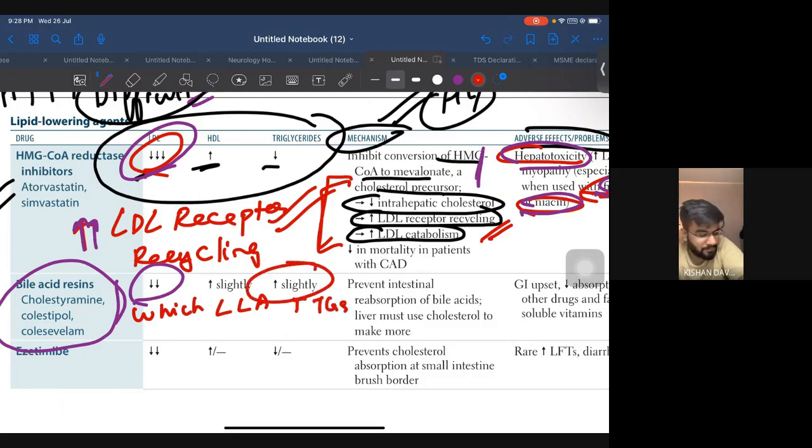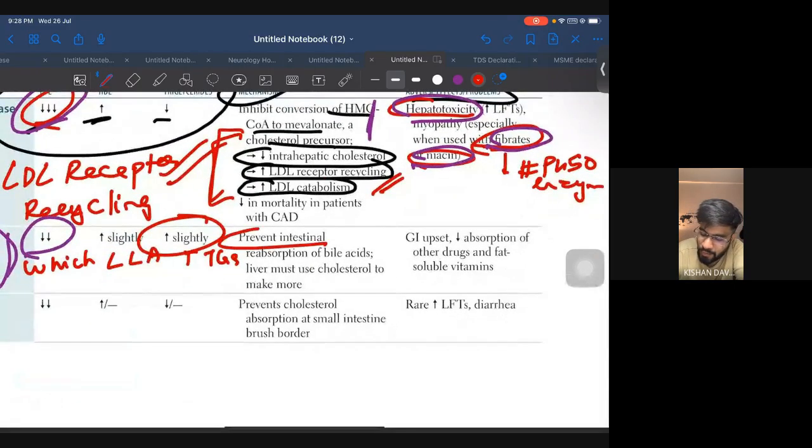भले slightly है, no matter it is slightly, but question will be asked which lipid lowering agent increases triglyceride. Your answer will be bile acid resin. Okay, prevent intestinal reabsorption of bile acid. Liver must use cholesterol to make more.